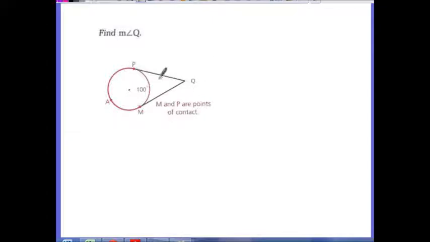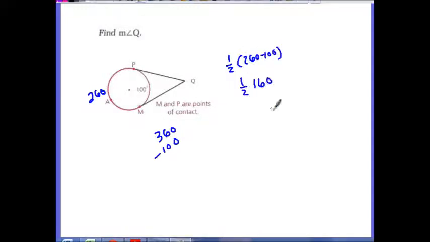Okay, first thing we should do is find the measure of angle PAM. We know that PM is 100, so 360 minus 100 leaves us with 260 degrees left. It's an outside angle, so 1/2 the difference of the arcs. So 1/2 of 160 degrees is going to end up giving us 80 degrees.